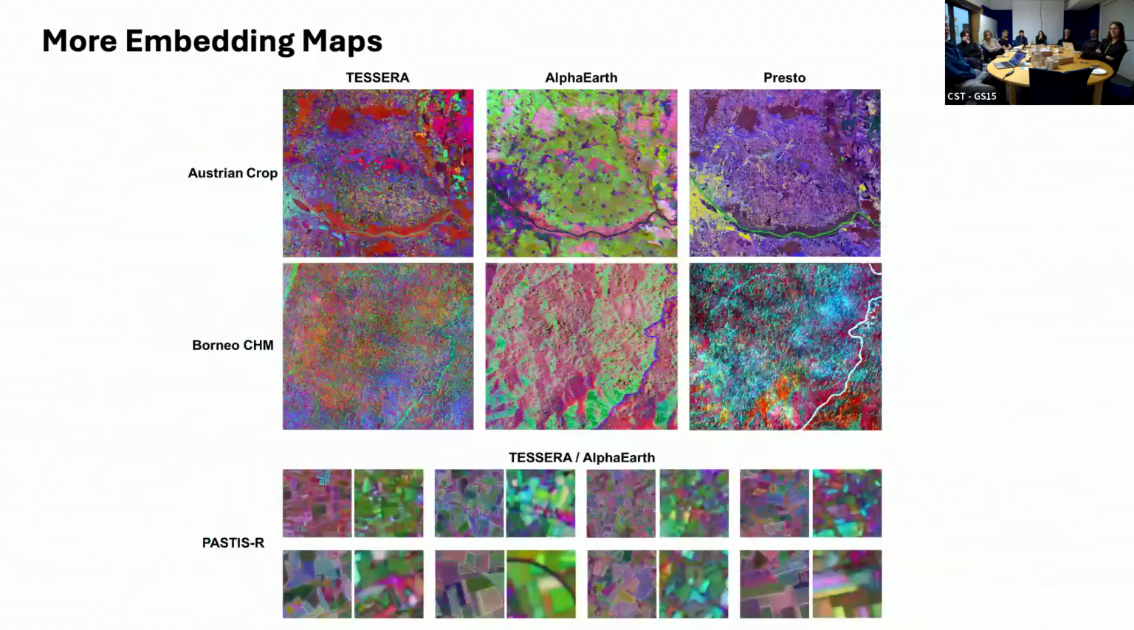And yes, these are more event maps. I really enjoy looking at this because it is really useful. Here we compare Tessera against Alpha Earth and also against Presto. You can see for Austrian crop, it's really colorful, and also Borneo. This is a data set from Malaysia, and these are some patches.